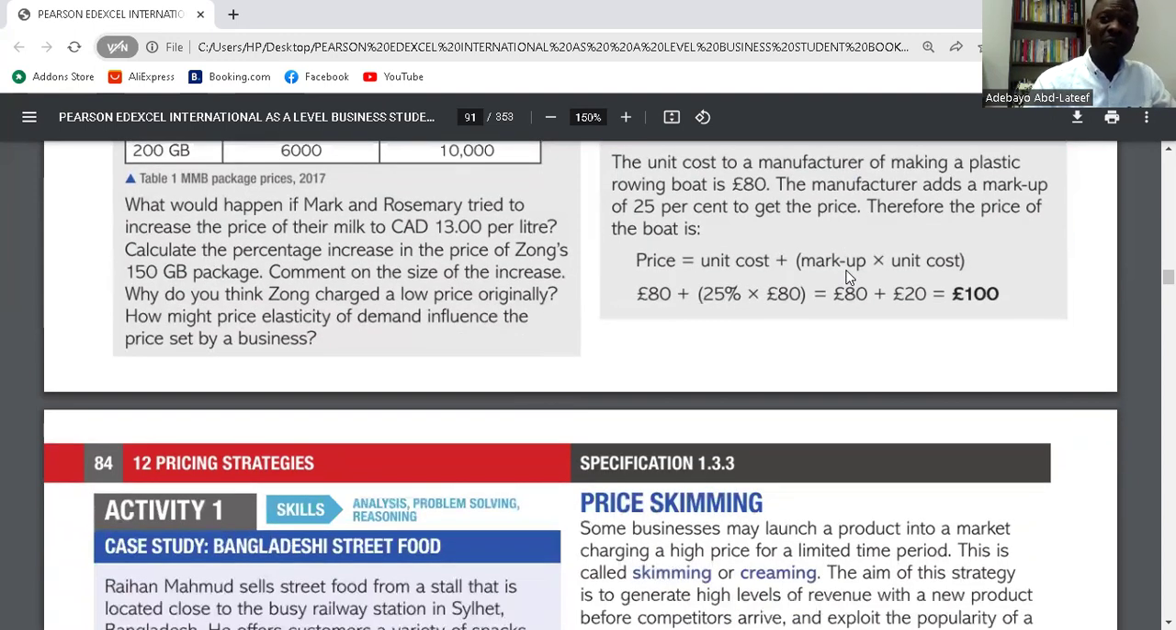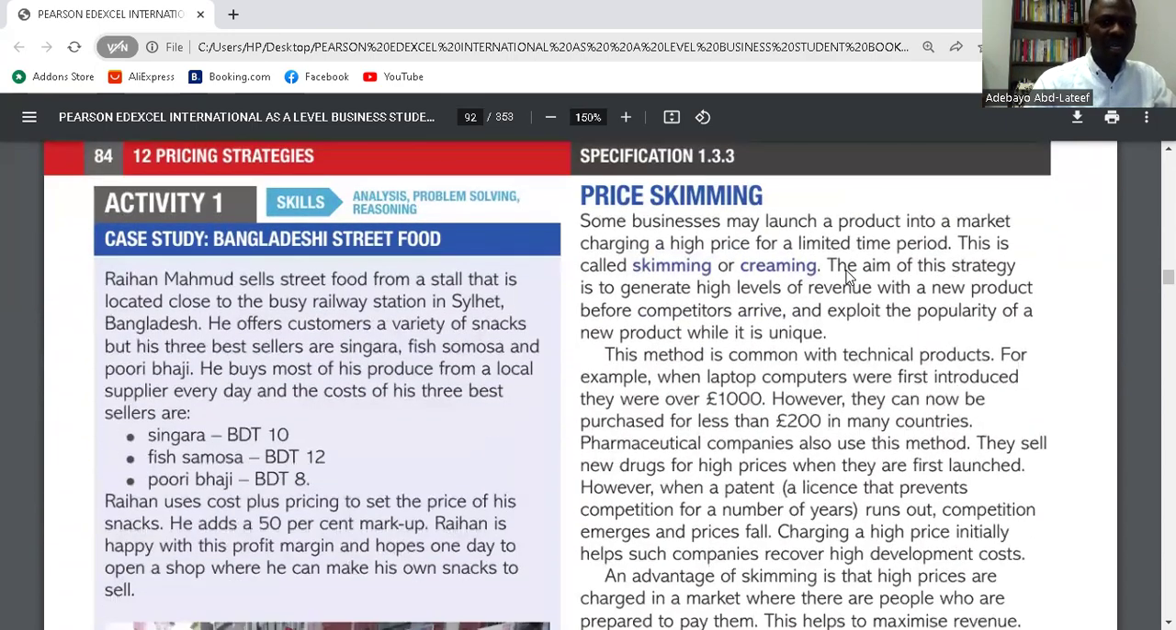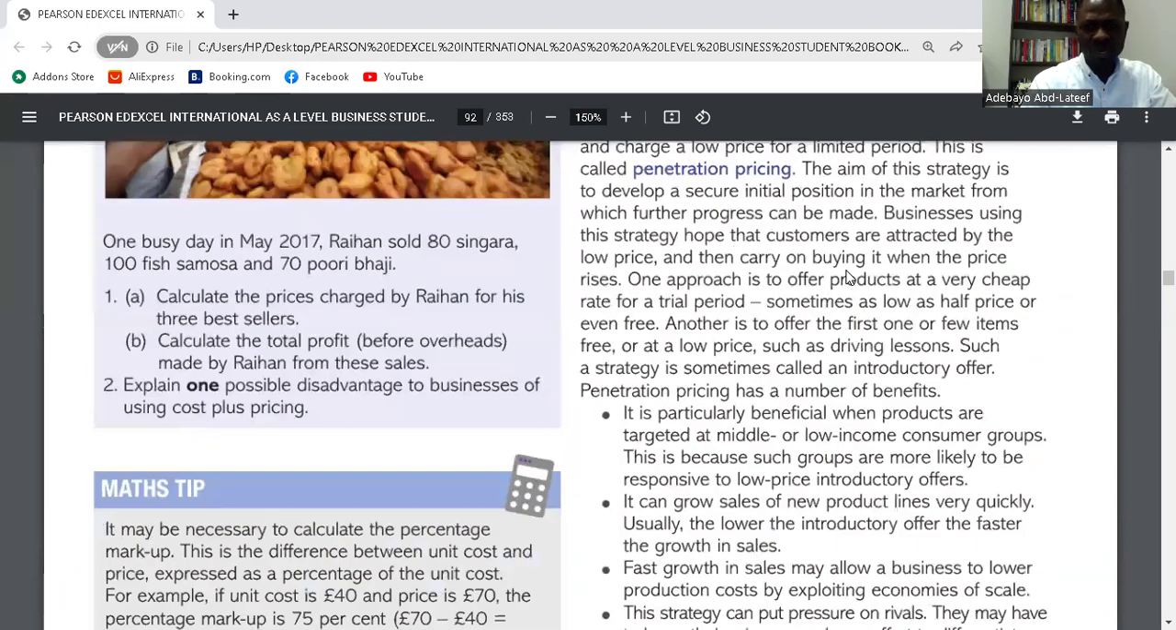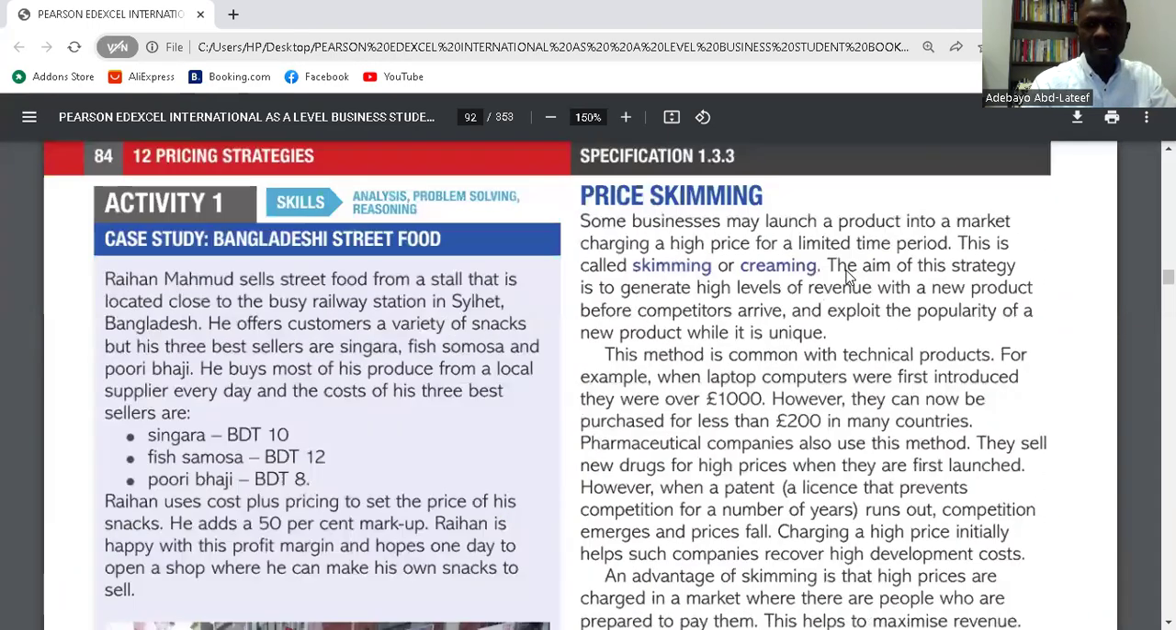Is it clear? And from that, when using markup, the price will be unit cost plus the markup multiplied by the unit cost. I think it's clear. Any question about cost plus pricing? So we'll go on to penetration, right? Price skimming. Okay.